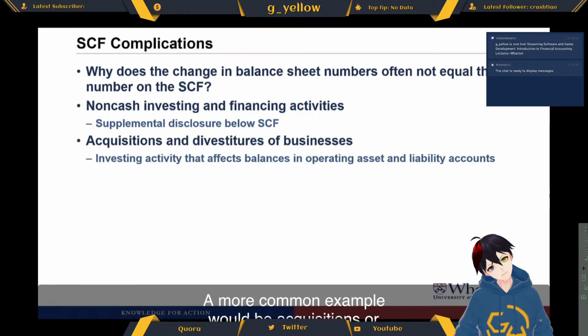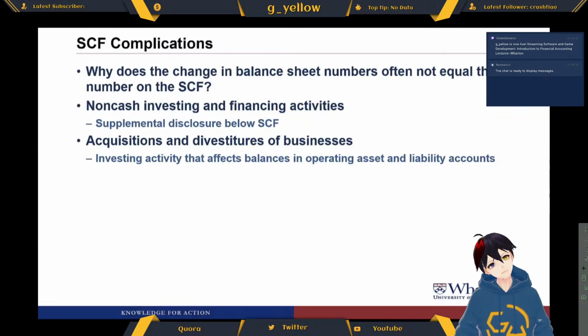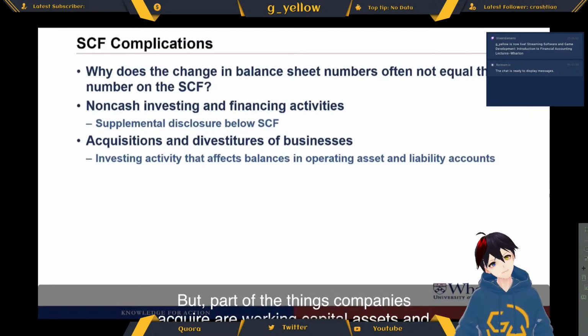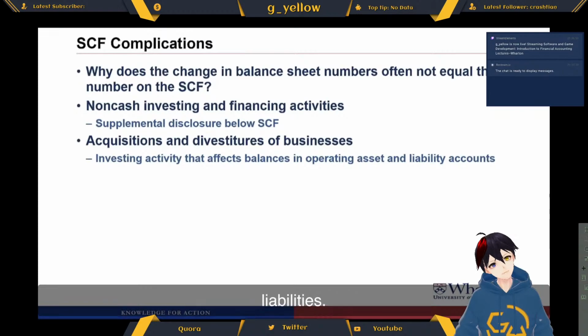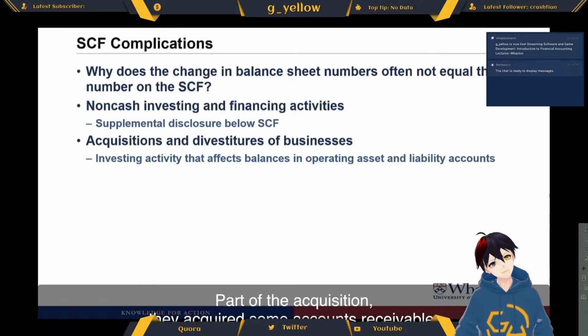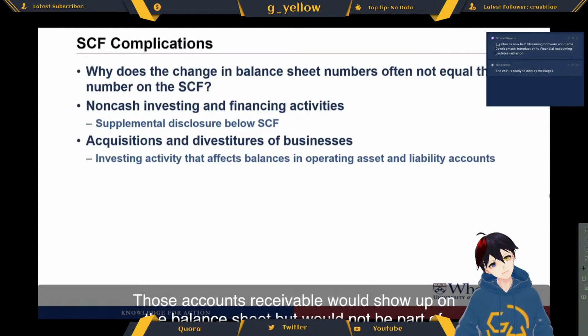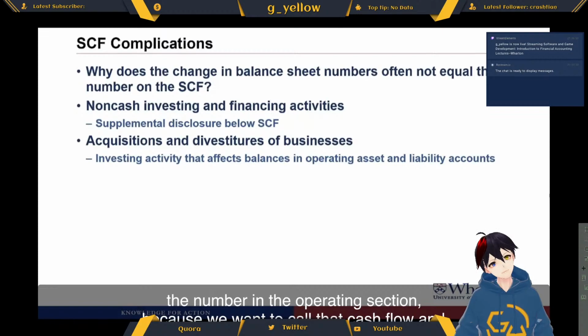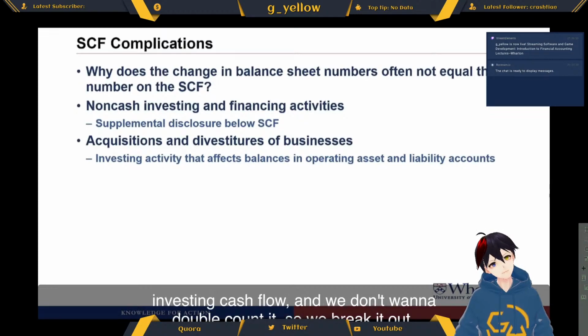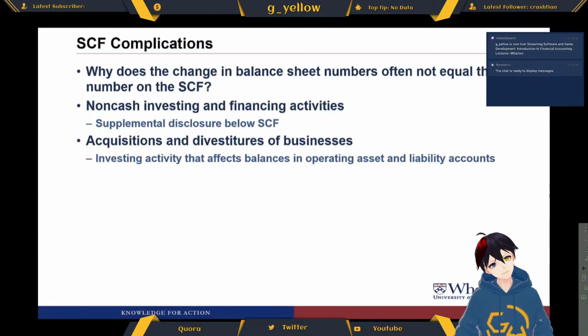A more common example would be acquisitions or divestitures of businesses. All the cash that companies pay when they acquire another company is considered an investing cash flow. But part of the things that companies acquire are working capital assets and liabilities. So for instance, let's say a company made an acquisition. Part of the acquisition, they acquired some accounts receivable. Those accounts receivable would show up on the balance sheet, but would not be part of the number in the operating section because we want to call that cash flow an investing cash flow, and we don't want to double count it, so we break it out.